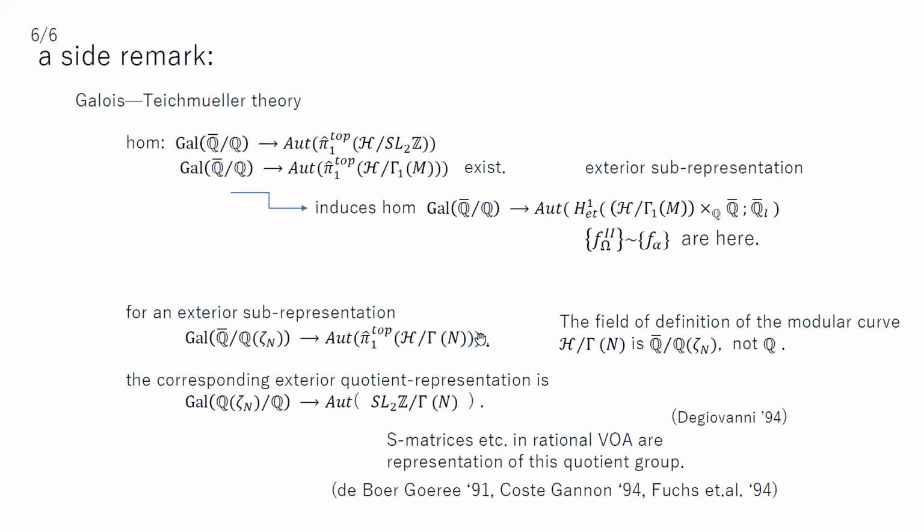So the relation between the theories in the early 90s and what I presented here today is that both are part of the Galois-Teichmüller theory, and what I talked about today is a part of the subrepresentation. The discussion in the early 90s is regarded as a quotient representation of one of the big representations of the same theory. So that was the observation.